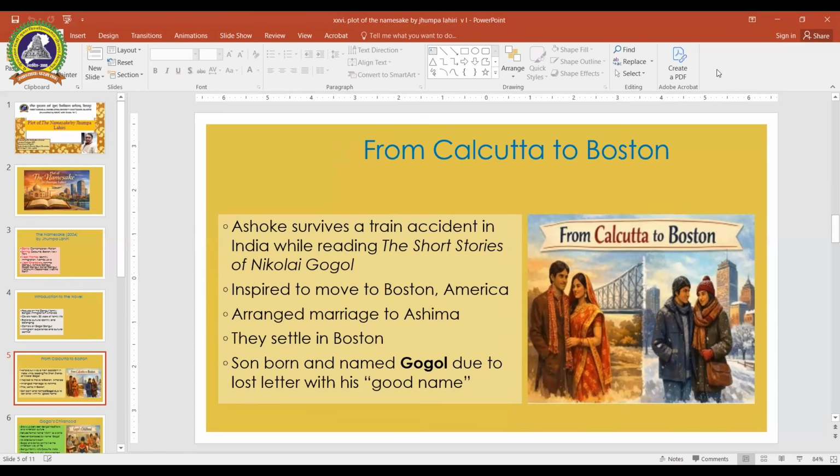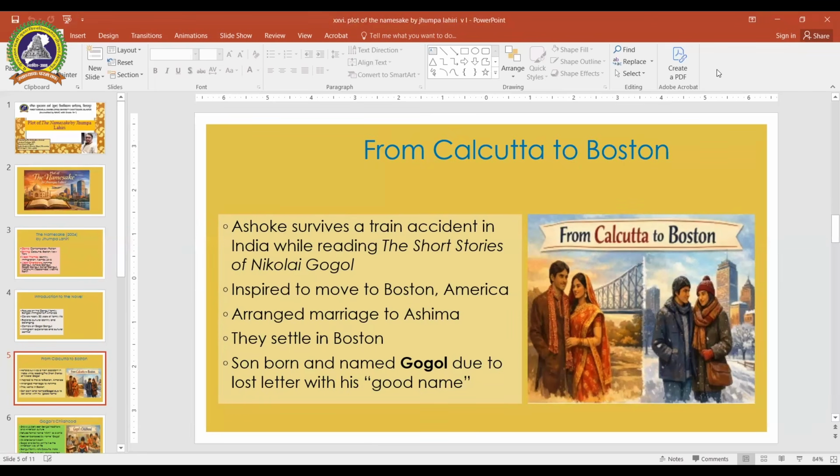Next slide, focusing on from Calcutta to Boston. Now let us look at how the story begins. In chapters 1 and 2 of The Namesake by Jhumpa Lahiri, we learn about the early life of the Ganguly family. Ashok Ganguly survives a train accident in India while he was reading the short stories of Nikolai Gogol, the famous Russian writer. After his near-death experience, Ashok decides to move to Boston, Massachusetts to study at a university and to start a new life. A few years later, Ashok's parents arrange his marriage to Ashima.